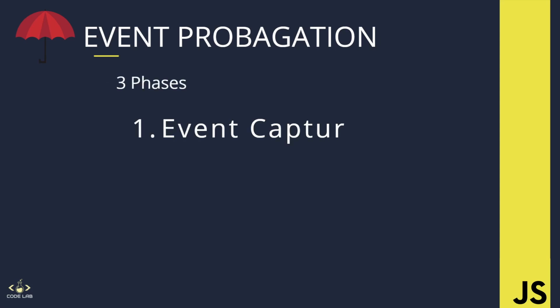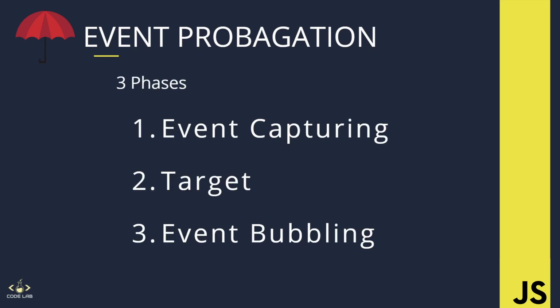Now event propagation is also the umbrella term which is used to cover three phases when dealing with event listeners. You've first got the event capturing, then you've got the target, and then you've got the event bubbling. Now in the simplest definition, the capturing phase starts from the root and travels all the way to the target. After it's reached the target, it goes into the bubbling phase, which travels back up from the target to the root. So to better understand this, let's take a look at a visual representation of the event propagation.